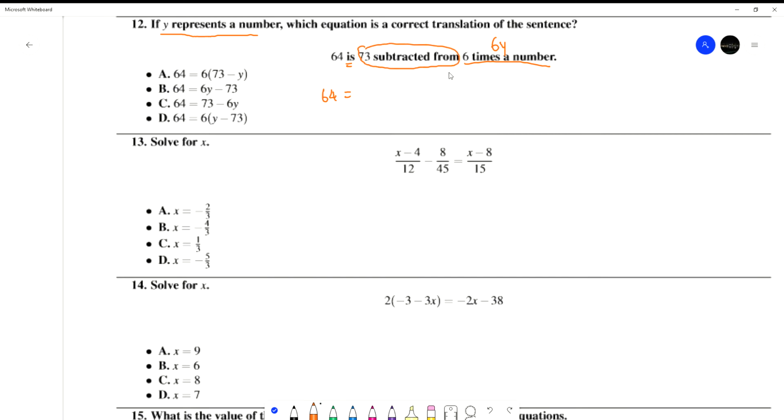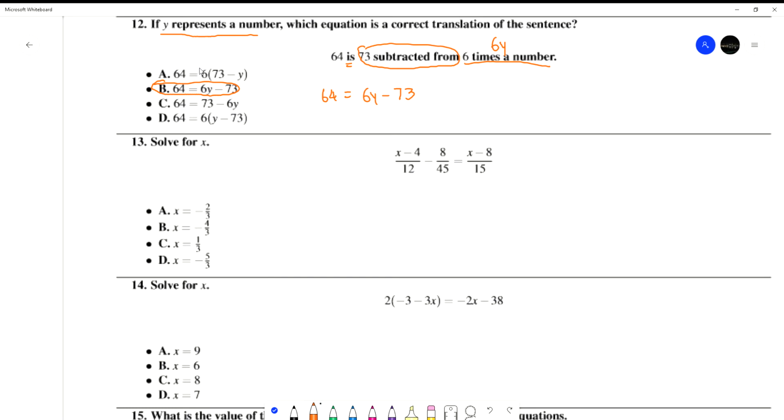Remember, subtraction wording means you have to subtract it from some other number. What's that other number? It's 6y, right? And then from 6y you subtract 73. Okay? So don't confuse that, otherwise you might select the wrong answer. A lot of people mistakenly choose C, which is wrong, right? It's actually B. So that's a common mistake people make, so be careful.